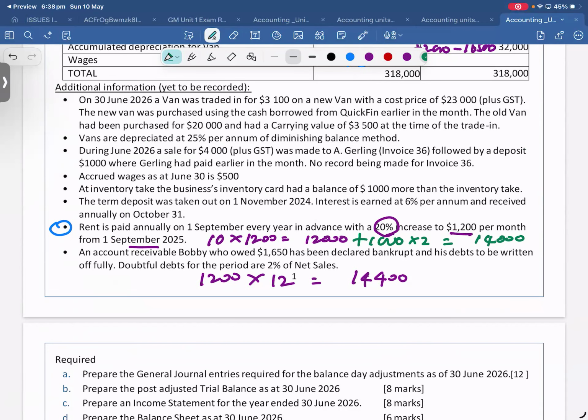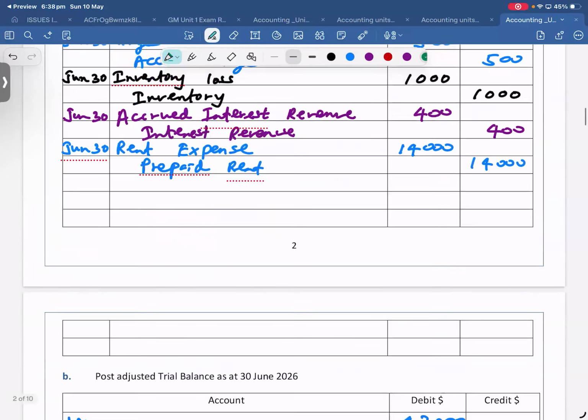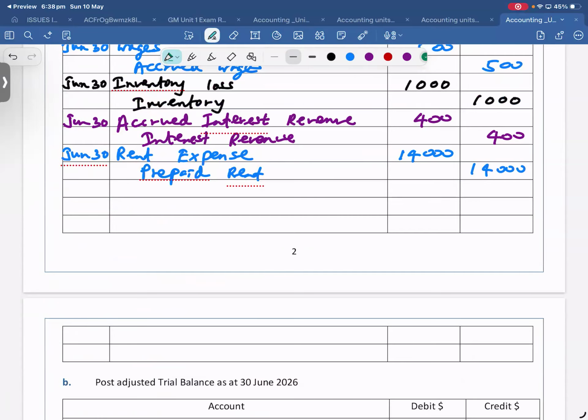Debit the rent expense and credit the prepaid rent.